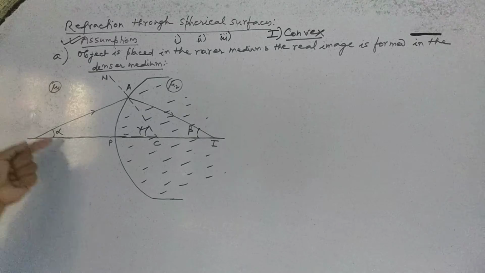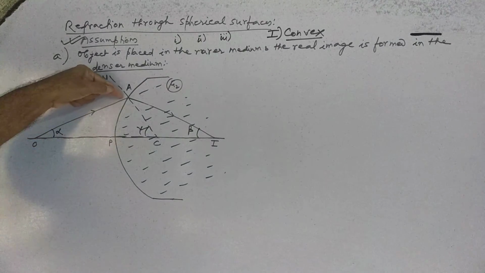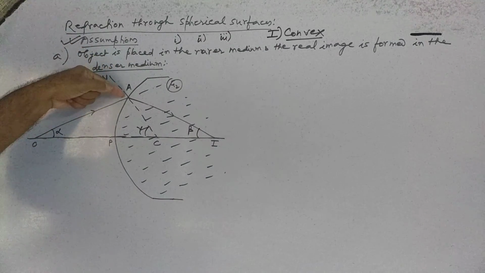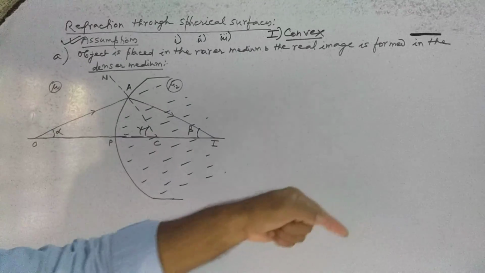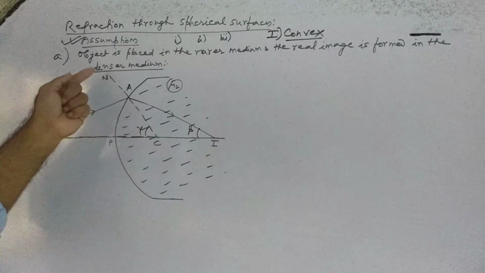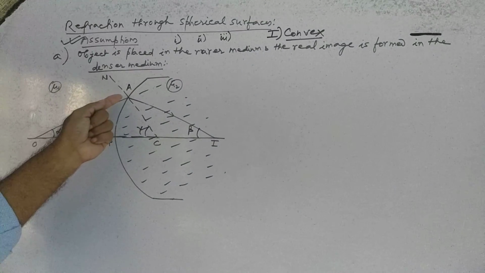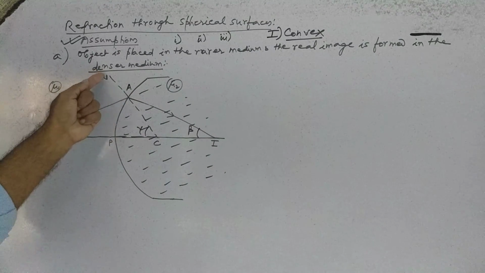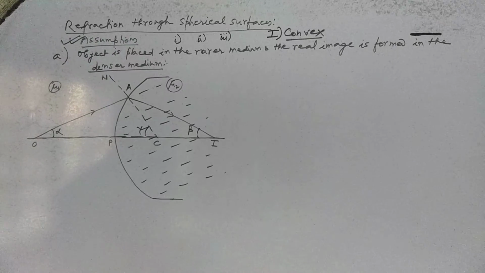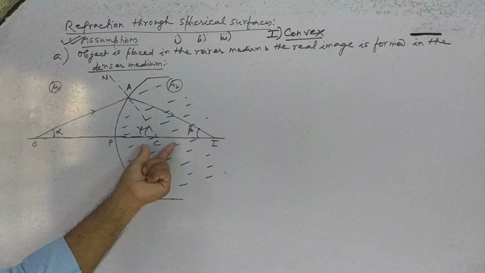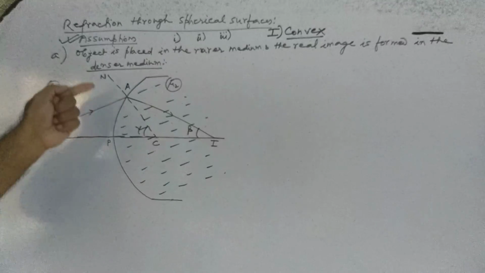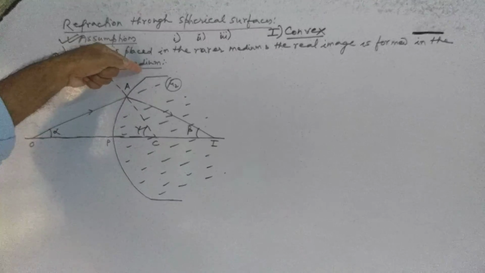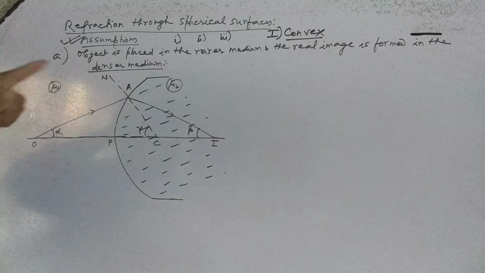O is the point object. From the point object a ray travels and falls at the point A, the point of incidence, and thereby refracts, bending towards the normal. The normal I have drawn at point A. From the point N I have drawn a normal that is coming to the point C. C is the center of curvature, because the normal is normal to the tangent at this point.